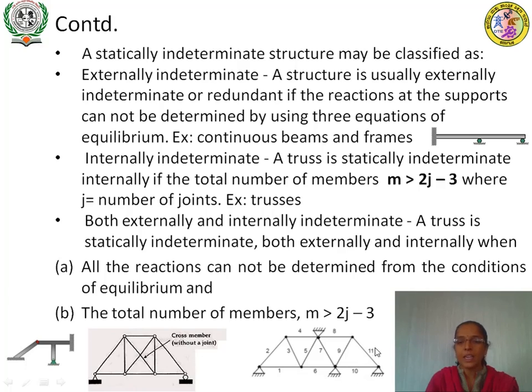This is externally indeterminate. Suppose there is one more member like this, then this would have been internally indeterminate also. So that means when we look into the reactive components, it has to be externally determinate, and when we look into the members, it has to be internally determinate to call it a determinate structure. When it does not satisfy these two criteria, we can classify it as an indeterminate structure.